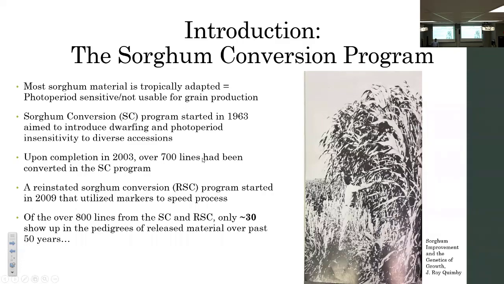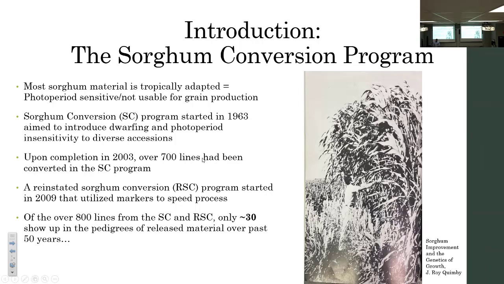On the right, you can see that photoperiod tropical accession. And then right to the left of it, you can kind of make it out. Like I said, it's an old picture, but you can see its converted version right next to it. That gives you an idea of what the conversion program was doing. Over 800 lines were converted and released by the SC and RSC program.